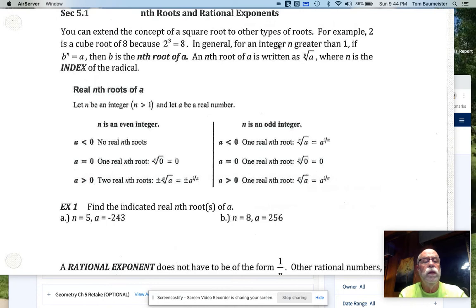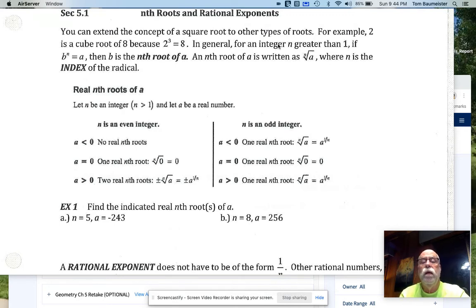If a is equal to 0, you have one real nth root. So the nth root of 0 is equal to 0. And if a is greater than 0, you'll have two nth roots, plus or minus the nth root of a, which we could also write with an exponent as plus or minus a raised to the 1 over n power. If n is an odd integer and a is less than 0, you're going to have one real nth root.